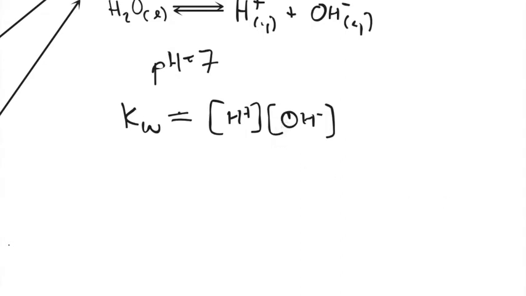And what they found out is that every single time this happens, this has a specific value, and the specific value is 10 to negative 14. Again, thinking back to KSP, and if you're not sure what that is, pause the video for a second, go back to your notes that you've made on KSP.